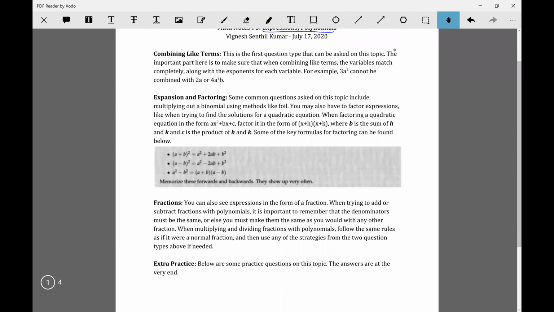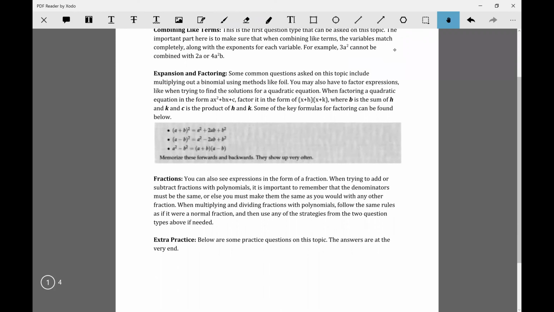Next, we have expansion and factoring. That's the second question type. Here, it's basically they'll give you a factored equation and they'll ask you to expand it using FOIL, or they'll ask you to take an existing expression and factor it.